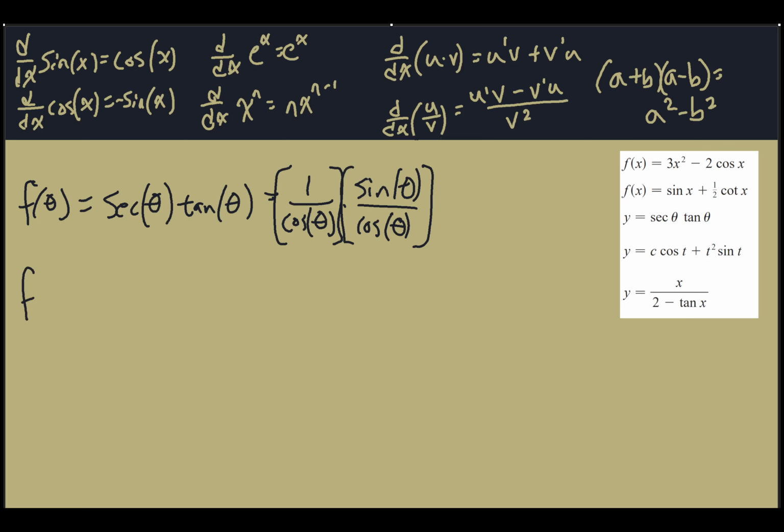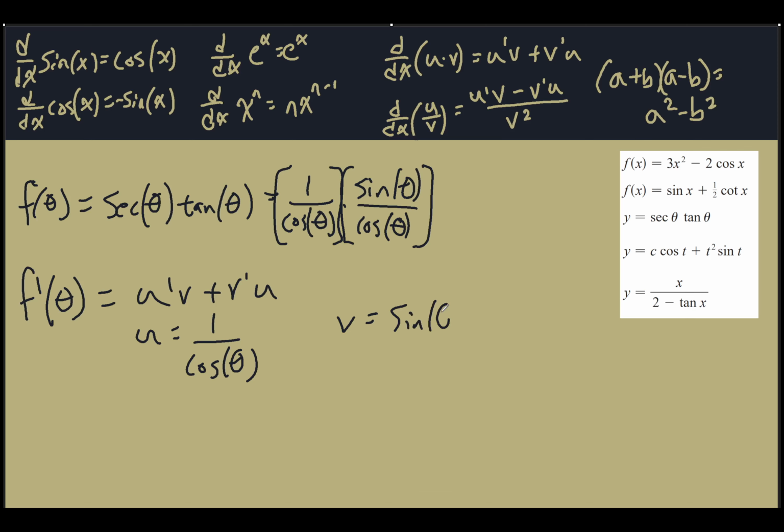If I want to find the derivative of this function, well, I see that it's a product rule. This is two things that are multiplied. So I know it's going to be u prime v plus v prime u. That came right out of the product rule over in this column here. And we know what u is. We know u is 1 over cosine of theta. And we know what v is. v is sine theta over cosine of theta.